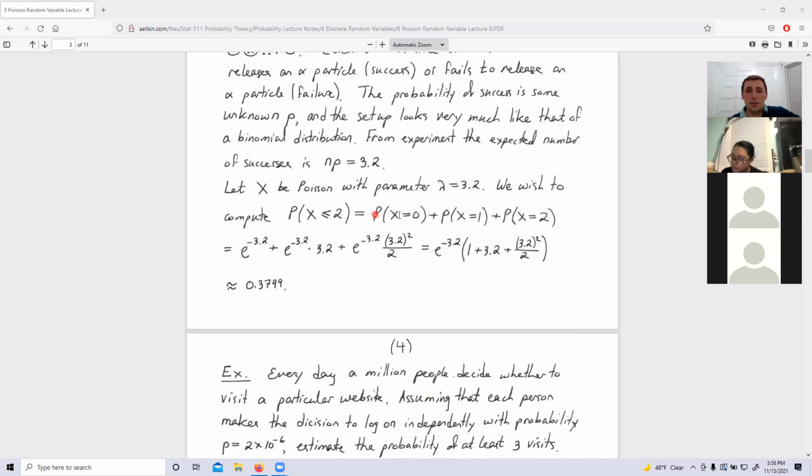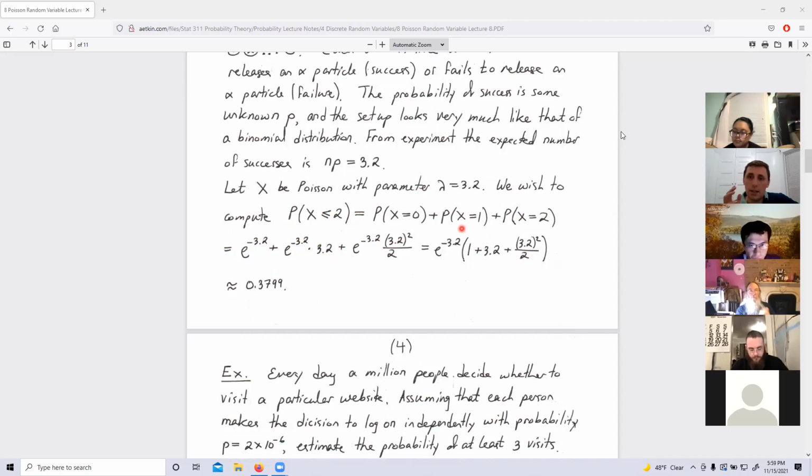Yes, and that's what we get. We get the probability that X is equal to 0, plus X equal to 1, plus X equal to 2, and that's approximately this, right? It's e to the minus 3.2 divided by 0 factorial. Then we have e to the minus 3.2, 3.2 to the power of 1 divided by 1 factorial. And the same thing with 3.2 squared over 2. That's for the Poisson being equal to 2. And you add those things up and you get an approximation of about 38%.